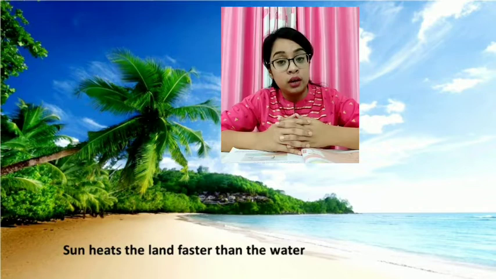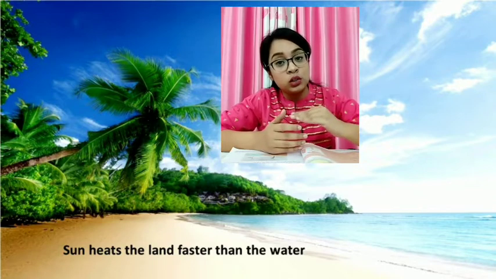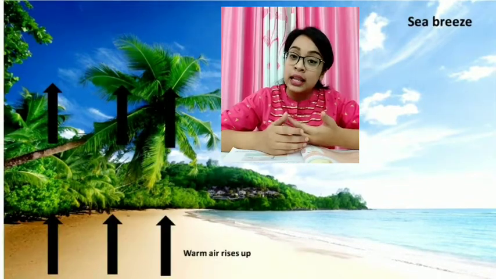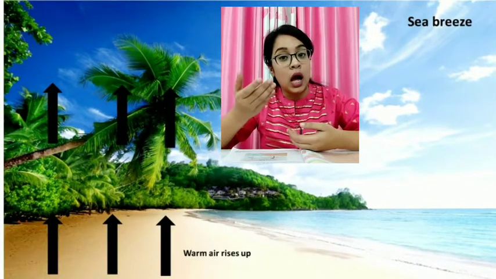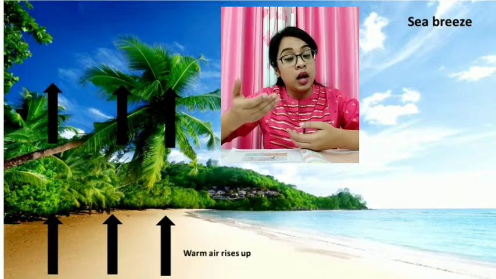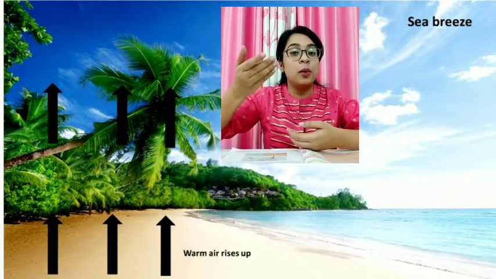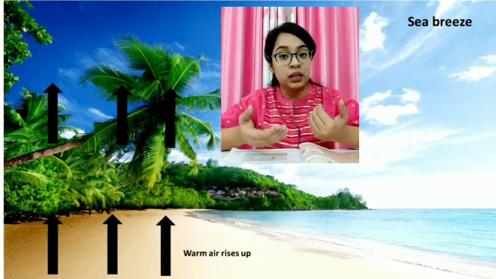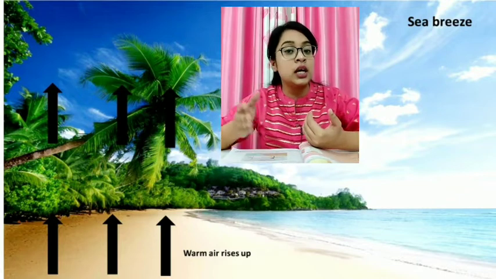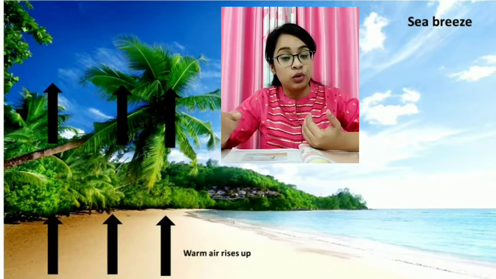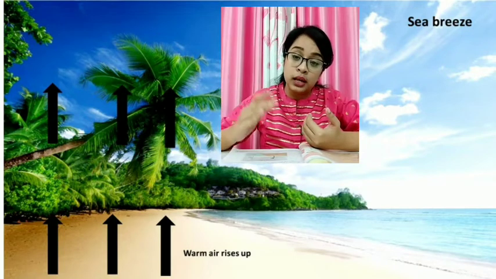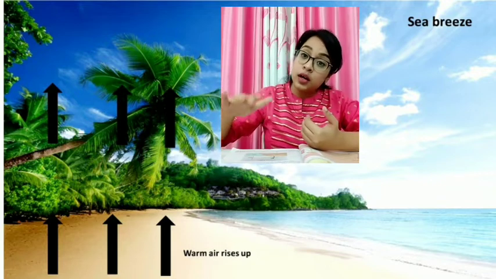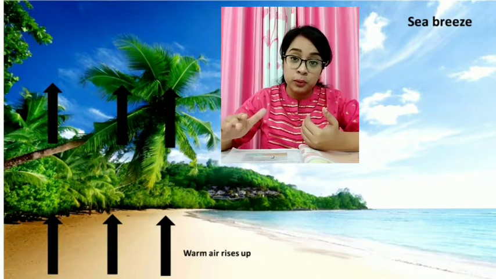So the air above the sand also gets heated up, and we know that hot air is lighter, so it will move upward. When the air above the sand moves upward, that will create a vacant place above the sand. Now students, the ocean water or the sea water, as compared to land, is not that hot. It is cooler. So the air above the sea or ocean is also cooler.